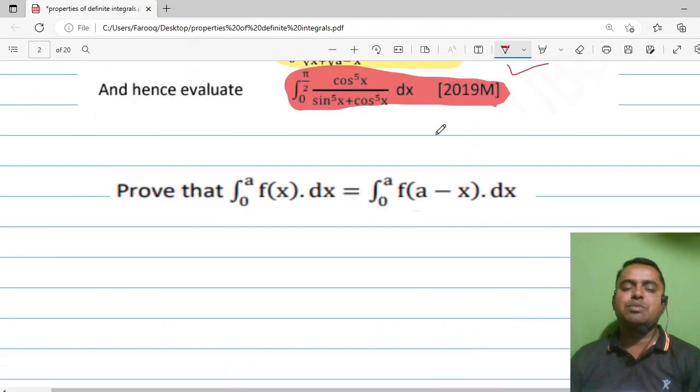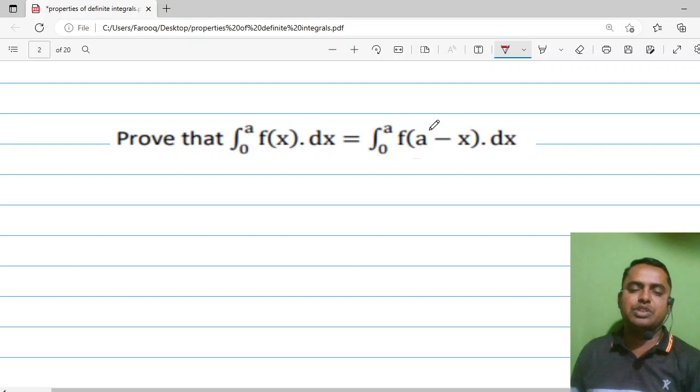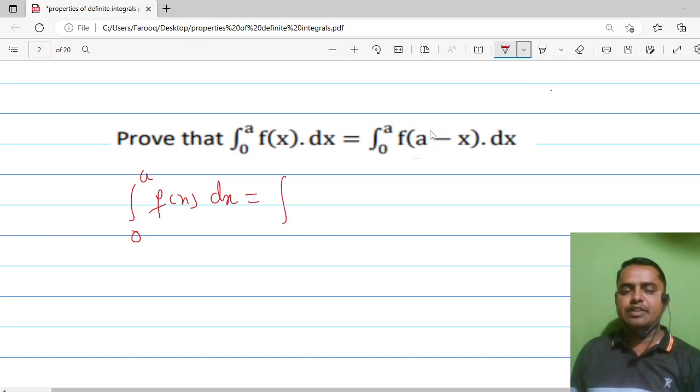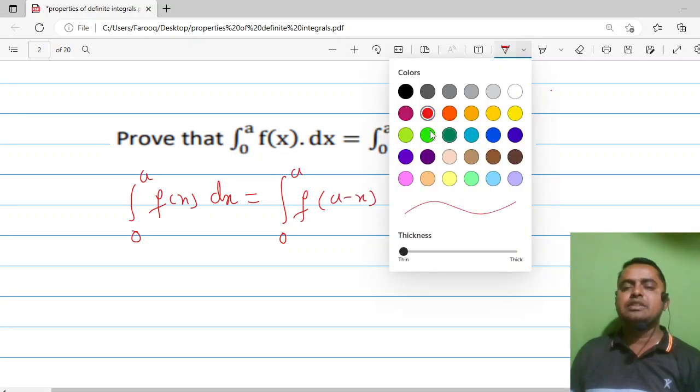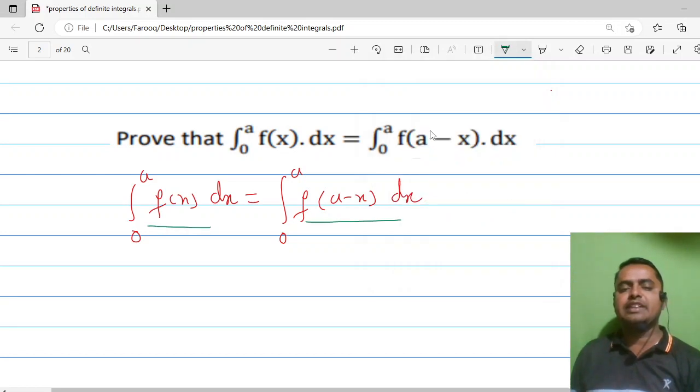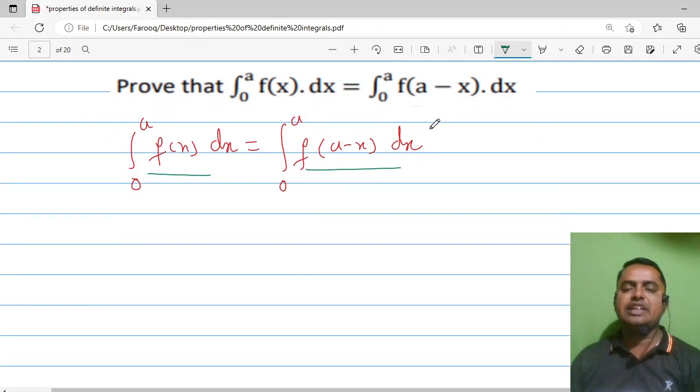So let us try to prove the property. We are going to prove this property in 0 to a. First write the given things. There are two parts in this property. First I will write the given: integration of 0 to a f of x dx is equal to integration of 0 to a f of a minus x dx. Dear student, observe here there are two parts. This is the left hand side and this is the right hand side. In between is the equal sign, so we can very easily classify the left hand side and right hand side.